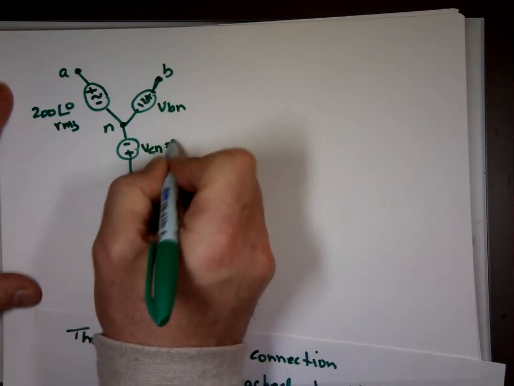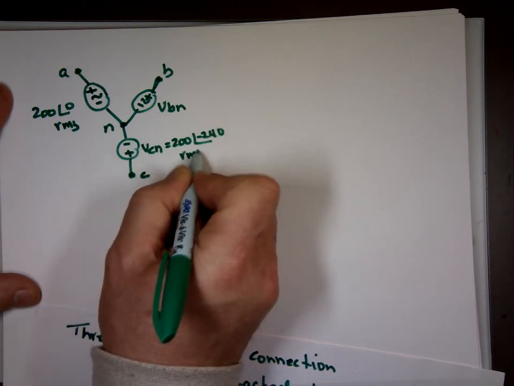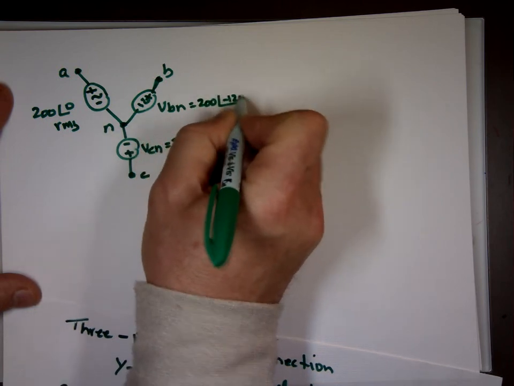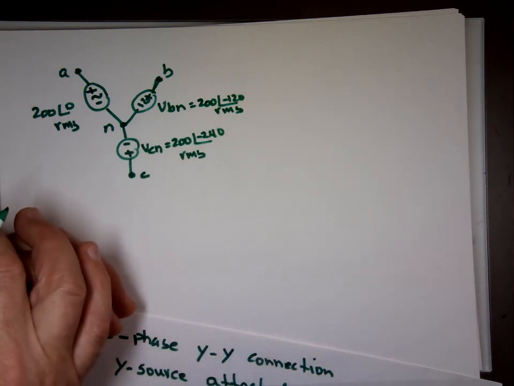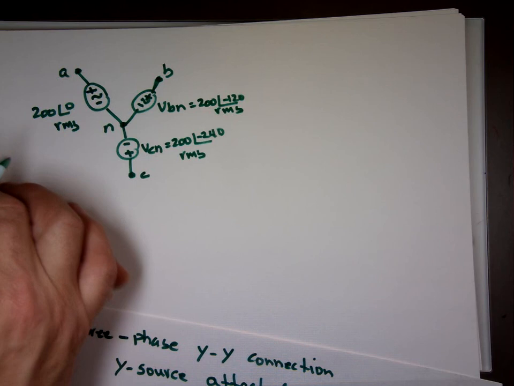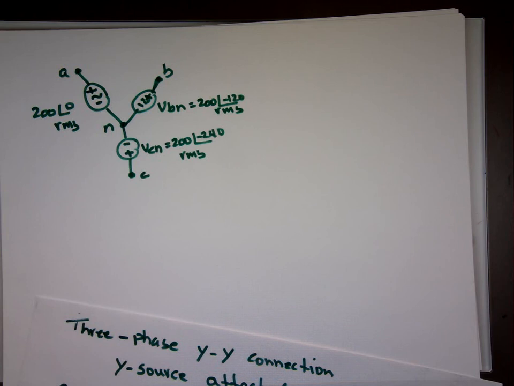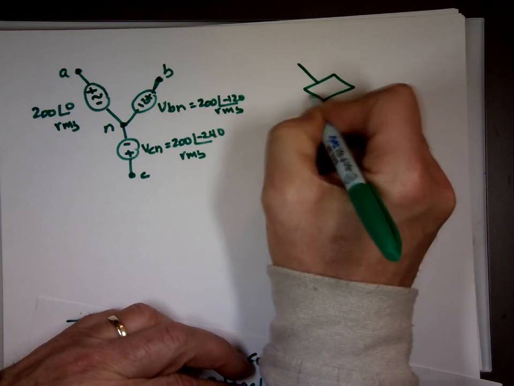Which will be 200 angle negative 240 RMS. This will be 200 angle negative 120 RMS. Now we're going to attach that to our load. And let me give the load some values here. What are the values for the load? I have a resistor and an inductor, a combination of that. But I don't have to know that. This is my load. I said, you know what? It's 100 angle 60.